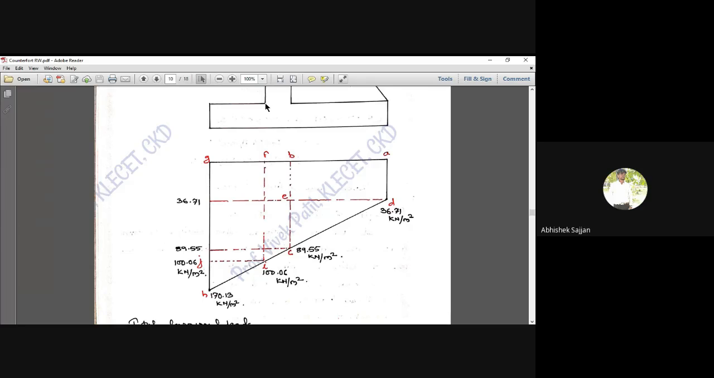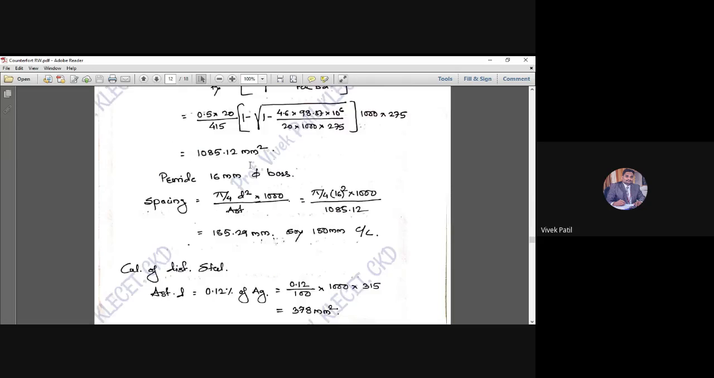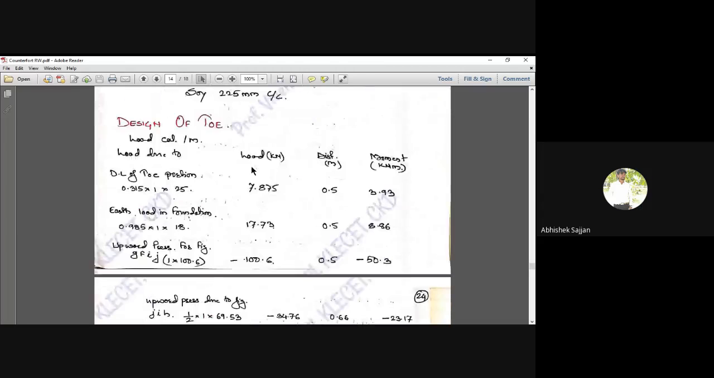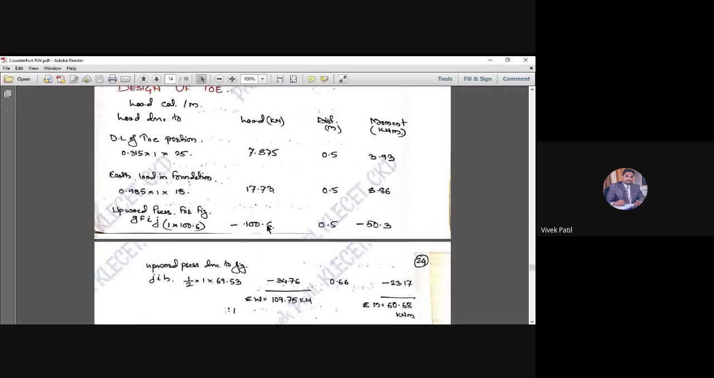2 by 3 of 1 meter. From here it will be acting at 2 by 3 of 1 meter. So it will be, I think, 0.66. Let us see, 100.06 into 0.5. Just check it. 150.03.